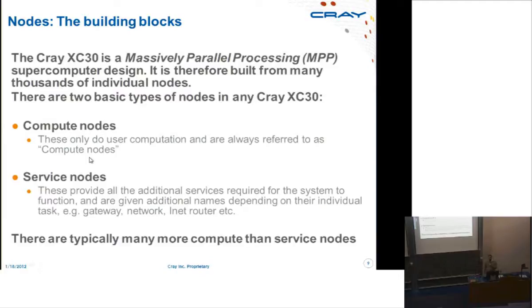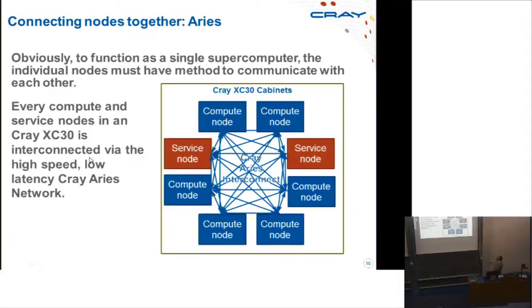Typically, in any XC30 system, there will be many, many more compute nodes than there are service nodes, but it's useful to know this difference just to understand how the system's put together. So individual nodes probably can't function as a supercomputer. They need to have some method of communicating.